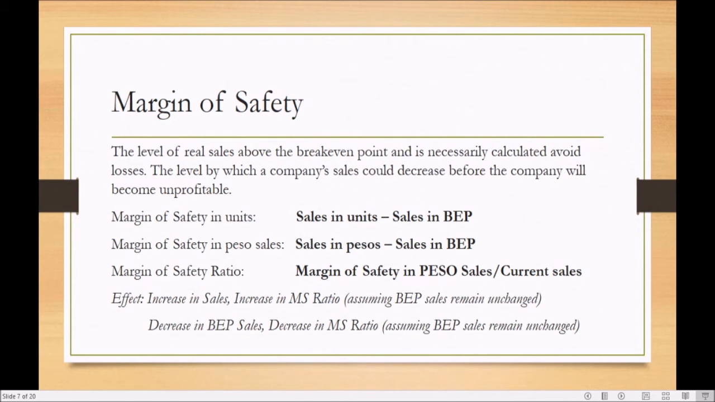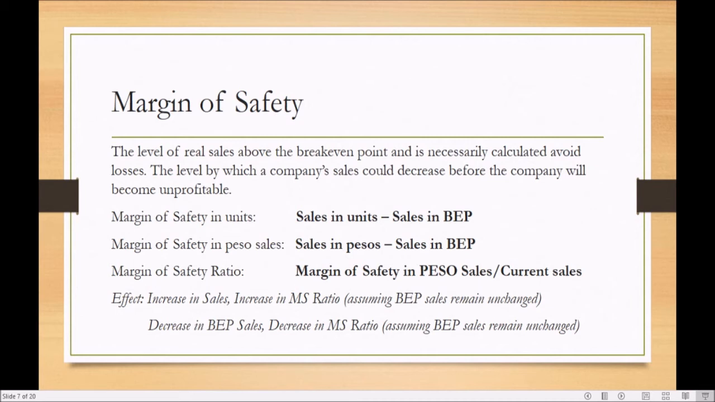Margin of safety ratio, this is important, no? The margin of safety ratio in peso sales is sales in peso minus sales in break-even point in peso, over the current sales. Okay? So, that's the ratio. Okay? What is the effect?